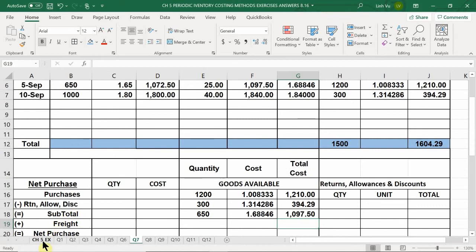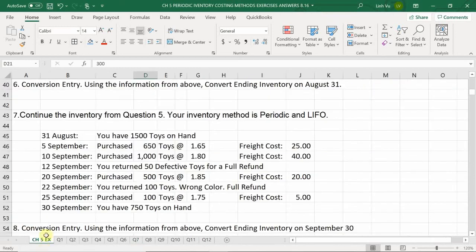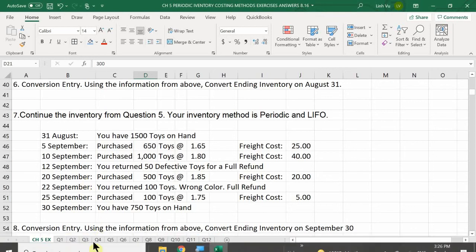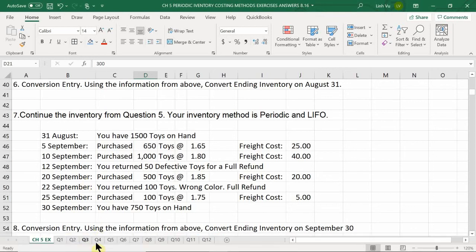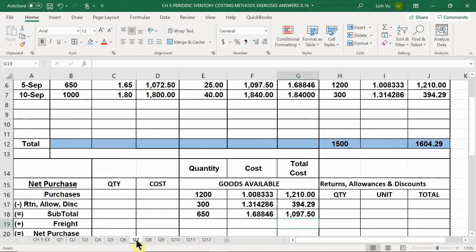All right, let's see what happened next. Then on September 12th, you end up returning 50 defective toys for a full refund. So I'm going to go ahead and go to my inventory worksheet.